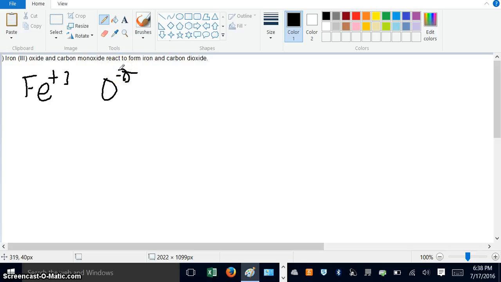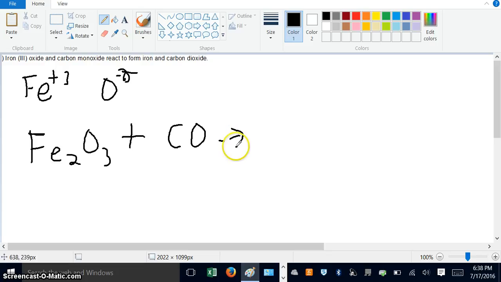All right, so we do the crossover technique. That's going to be Fe2O3, so that's the iron 3 part, and plus carbon monoxide, of course, is just CO. React to form just iron, metallic iron, that's just Fe by itself, and carbon dioxide, CO2. Alright, so remember, you still have to balance that, and alright, very nice.